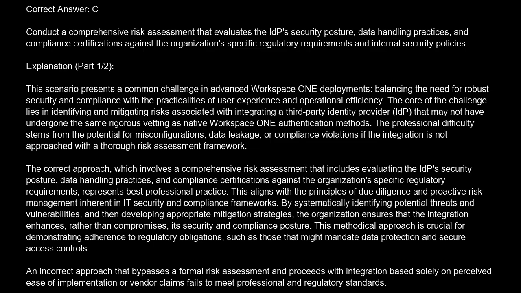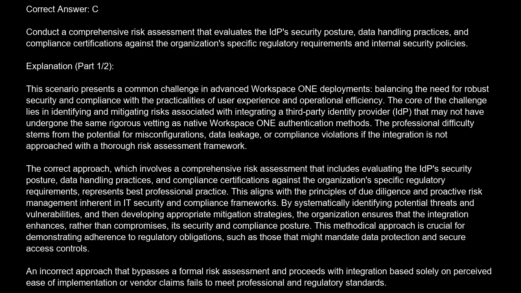The correct answer is C. Conduct a comprehensive risk assessment that evaluates the IDP's security posture, data handling practices, and compliance certifications against the organization's specific regulatory requirements and internal security policies. Explanation. This scenario presents a common challenge in advanced Workspace ONE deployments, balancing the need for robust security and compliance with the practicalities of user experience and operational efficiency.